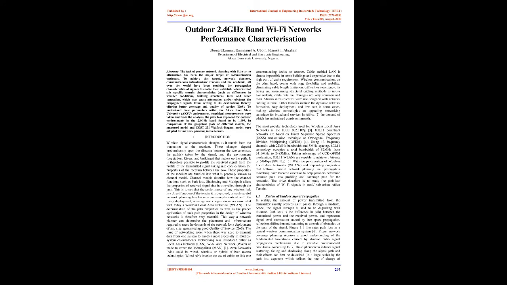1. Introduction. Wireless signal characteristic changes as it travels from the transmitter to the receiver. These changes depend predominantly upon the distance between the two antennas, the path taken by the signal, and the environment, vegetation, rivers, and buildings, that makes up the path. It is therefore possible to profile the received signal from the profile of the transmitted signal taking into consideration the properties of the medium between the two.